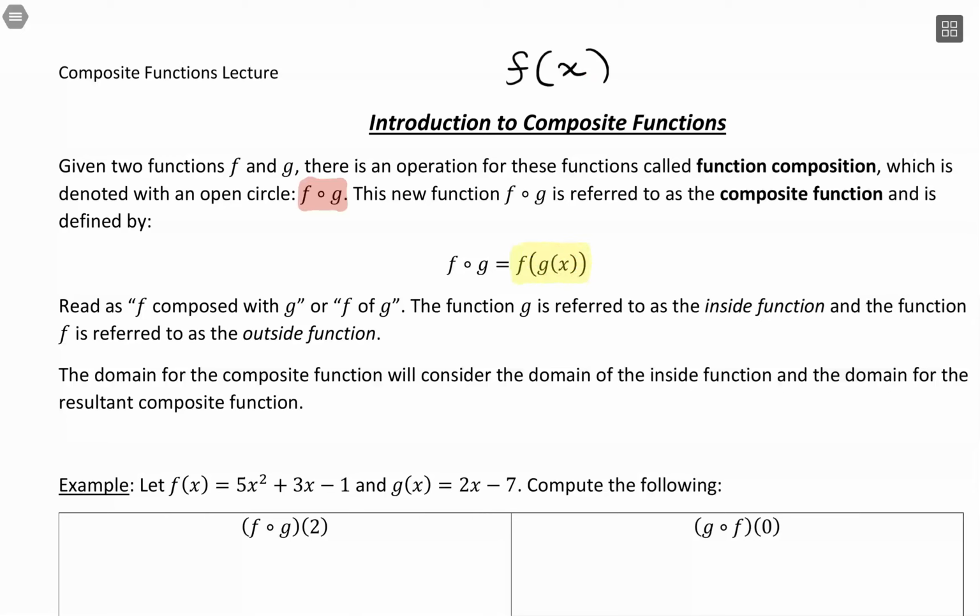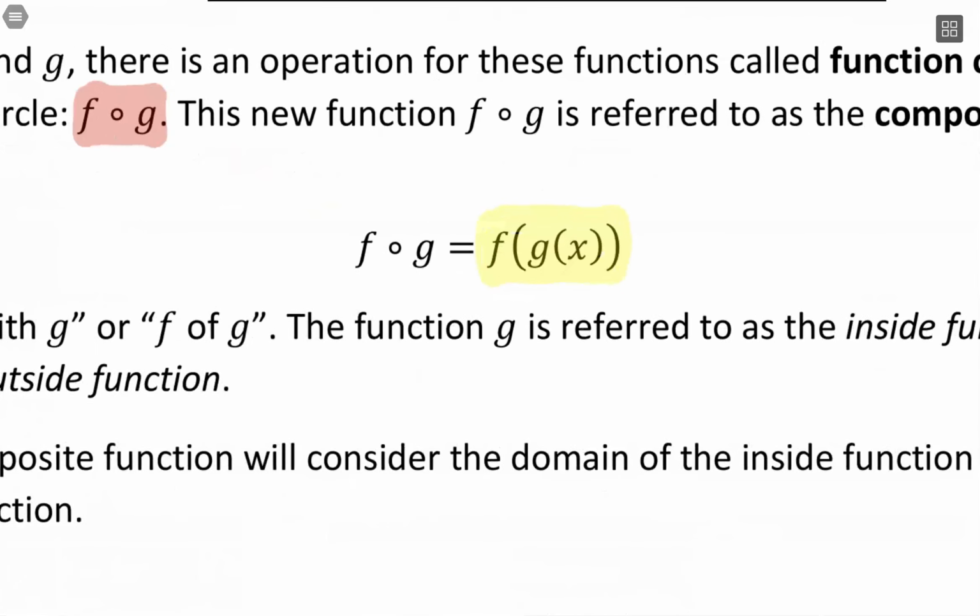So with these layers, it helps to visualize what the inside function is and what the outside function is. So in this case, g of x would be our inside function. So you can see in those two places. And then f would be considered the outside function.